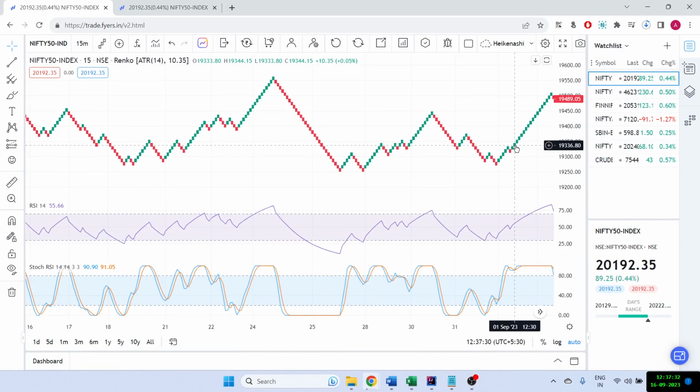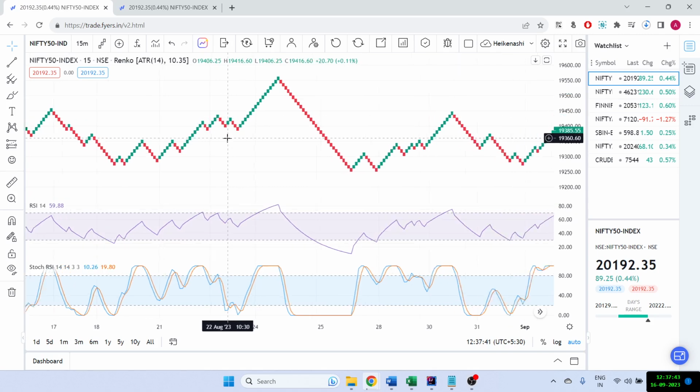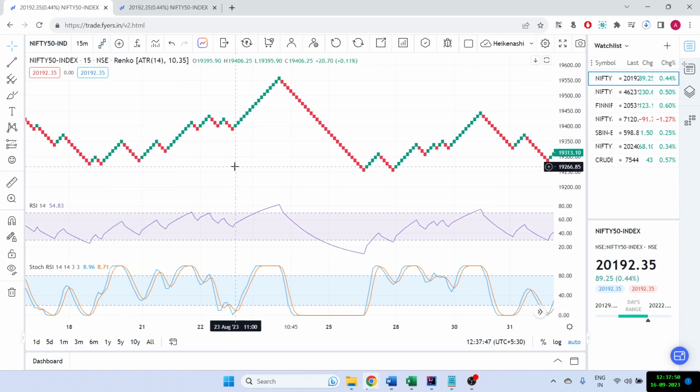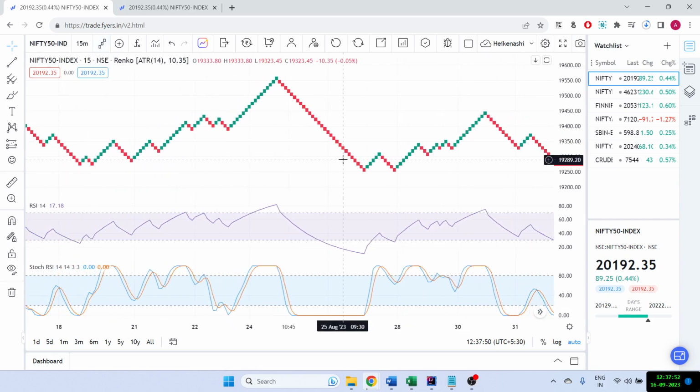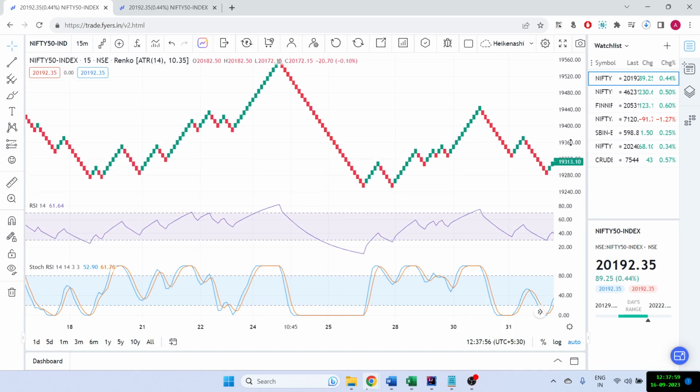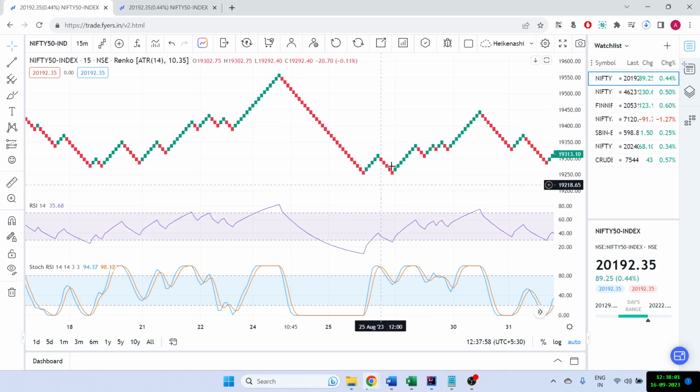Hi all. So today I'm going to discuss a strategy using renko. Renko is a kind of chart type or candle type in which you can see boxes. What I've done is I've come here and, instead of using normal candlesticks, I've used renko. Once you click renko you will find these boxes, and essentially what it does is it removes the excess noise.